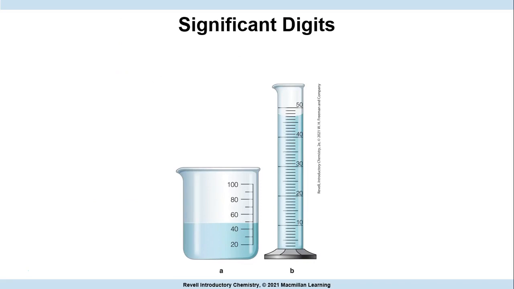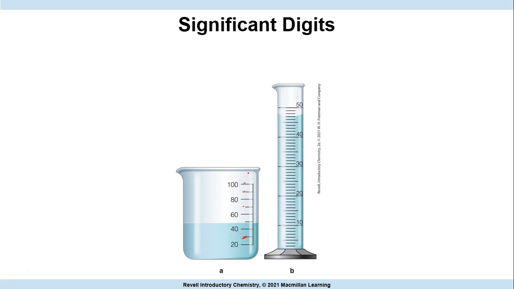For example, here we have a beaker and we have a graduated cylinder. If you are asked to read the volume here in the beaker, we see that between 20 and 40, we have one graduation, which means that that is 30. So the difference is 10. So we move from 20 to 30 to 40, then from 40 to 50, then 60, 70, 80, 90, and 100.